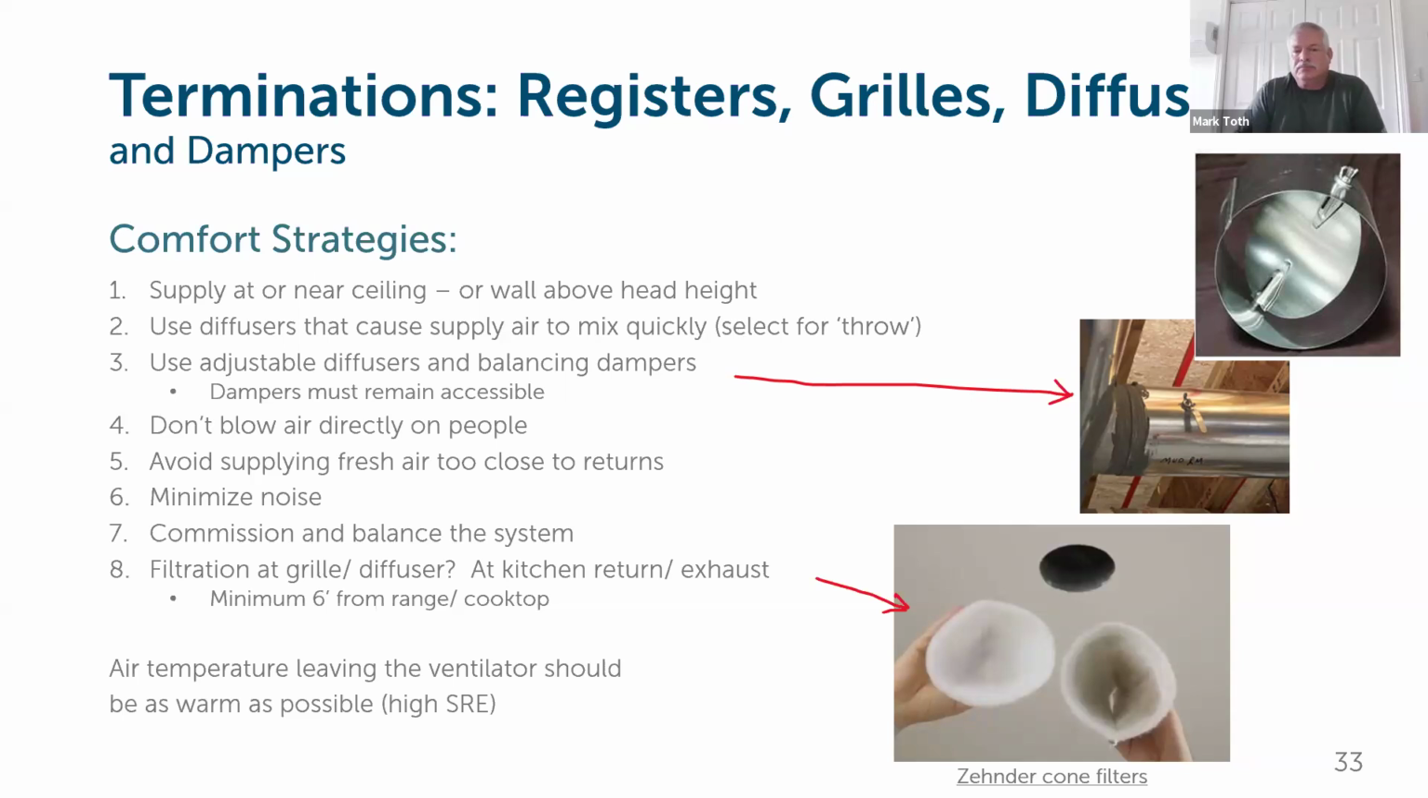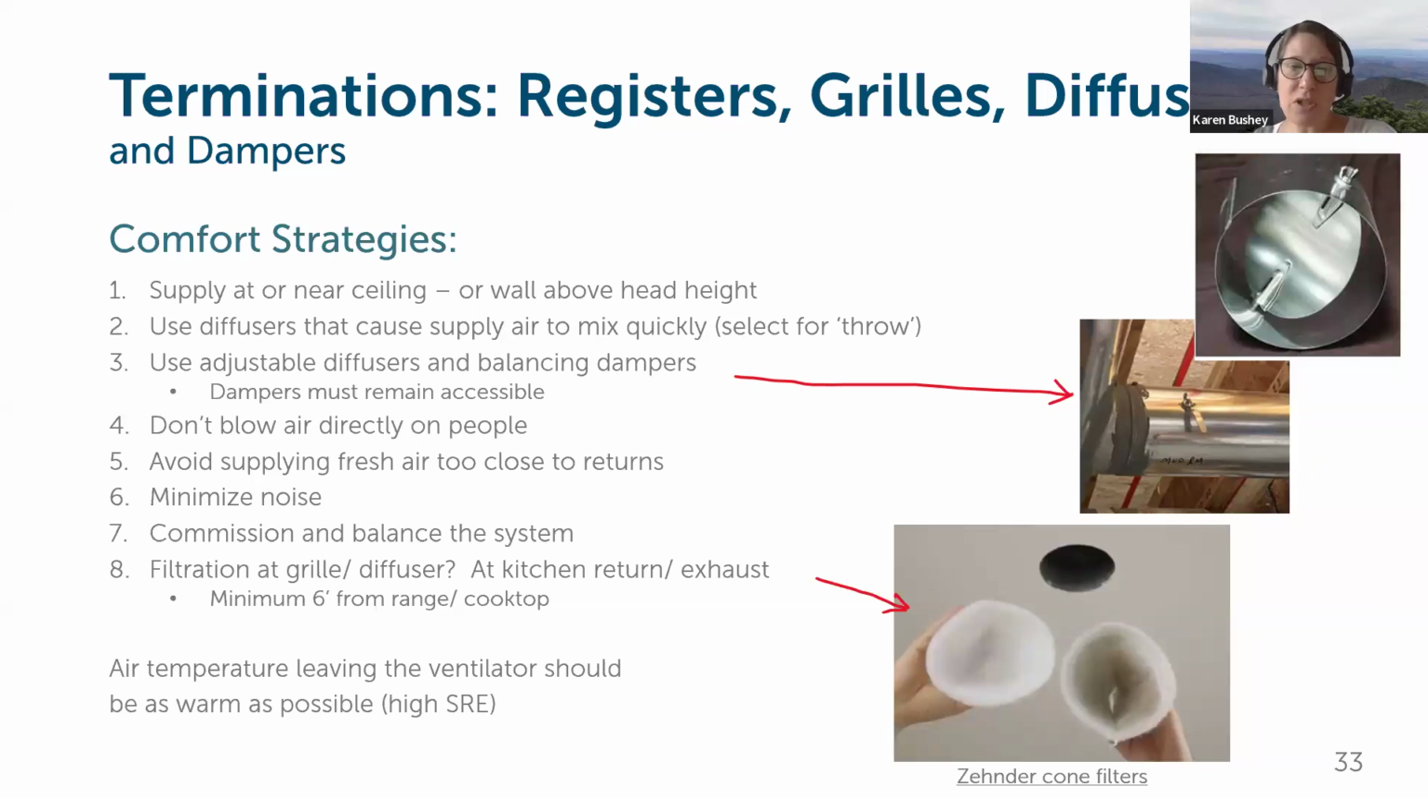Adjusting the amount of air so it's not a ton in one area and almost nothing in another, and avoiding that short cycling we were talking about, the supply being too close to the return. Try to do strategies that will minimize the noise, and then finally, testing the system and balancing the flows at the end.